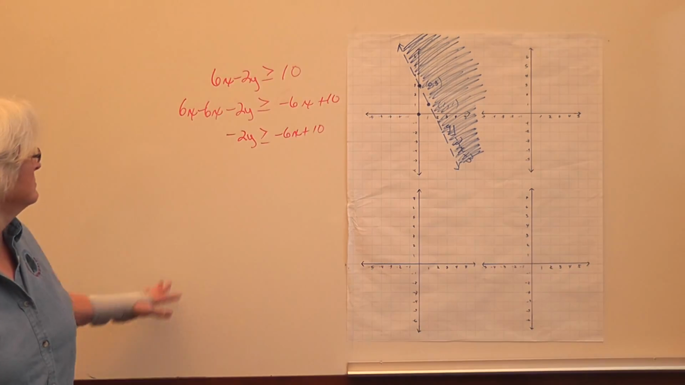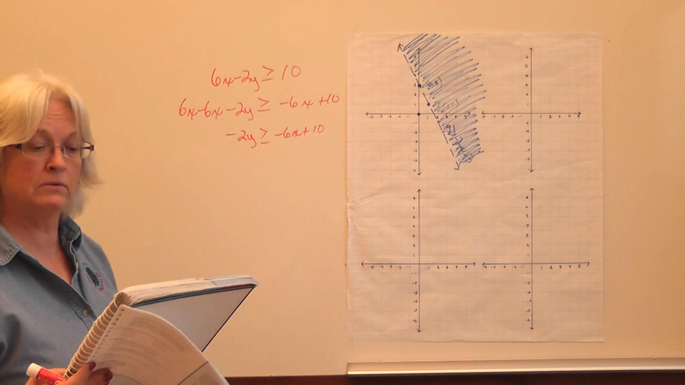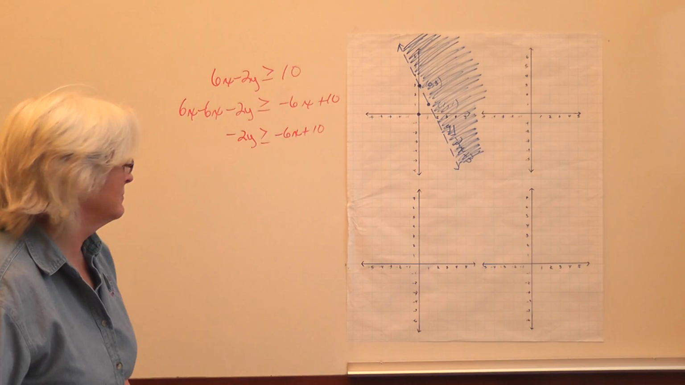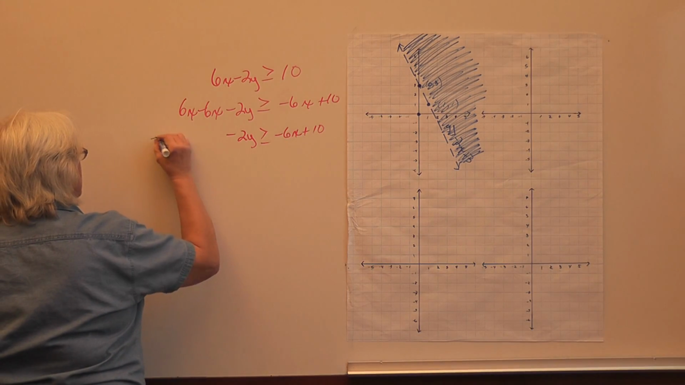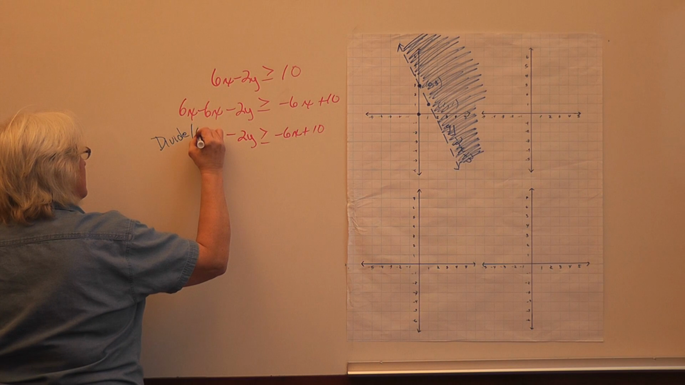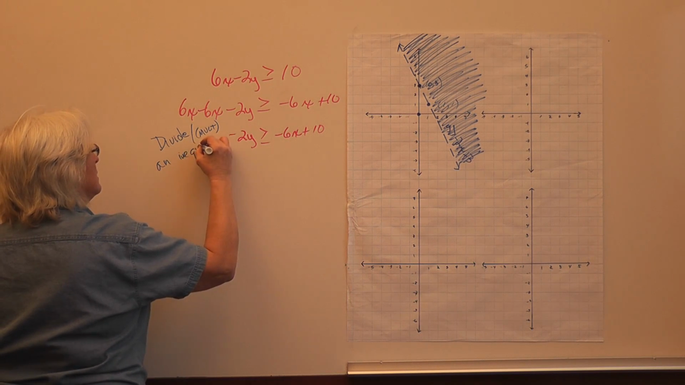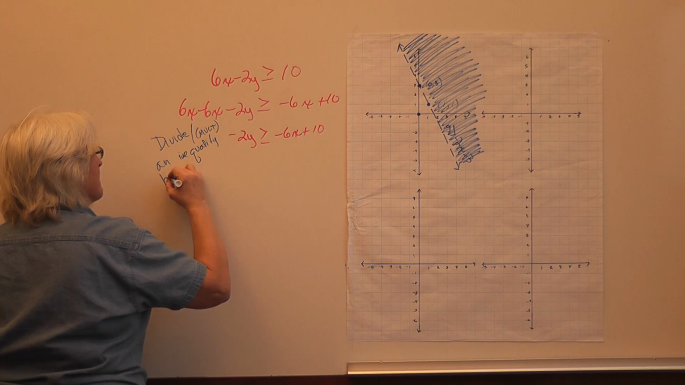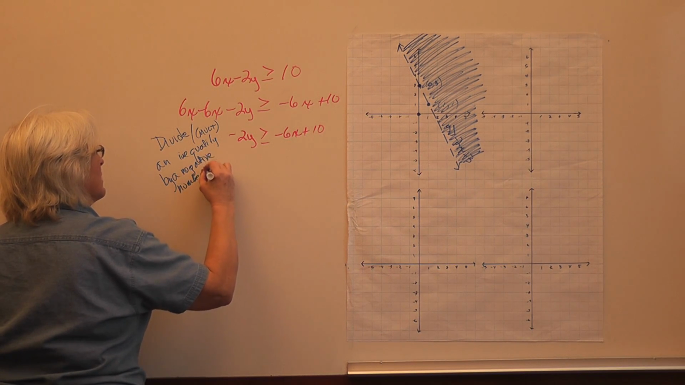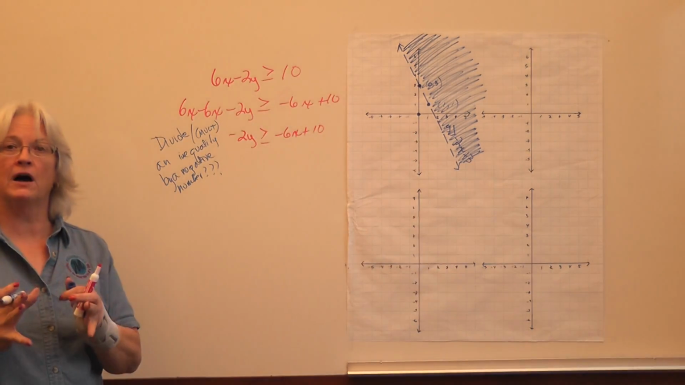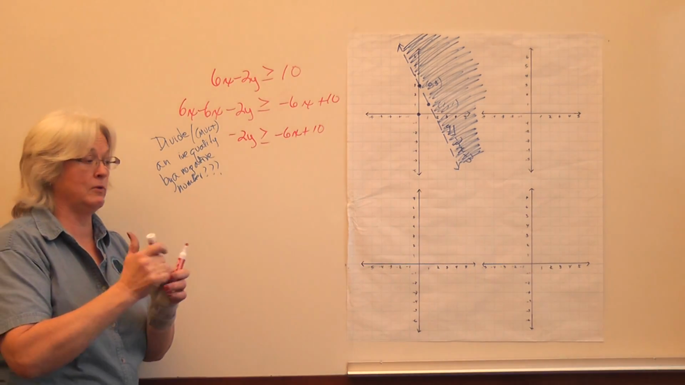Now what do I have to do? I have to divide both sides of the inequality by negative 2, don't I? What happens with inequalities when you divide by a negative? This is your little kicker here. What happens if you divide or multiply an inequality by a negative number? Reverse the inequality. Remember this?